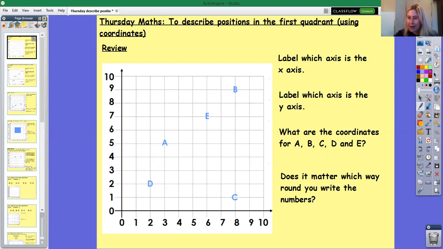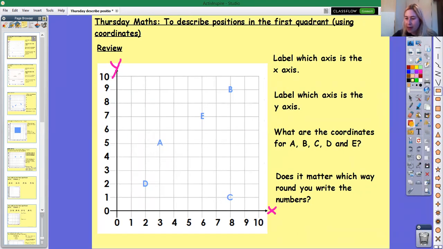Okay, so let's jump right in. Which axis is the x-axis? It's the horizontal axis. And the y-axis is always the vertical axis. Hopefully you remember that. And now we would need to actually plot the coordinates for the different letters. So let's start with A, which is here.